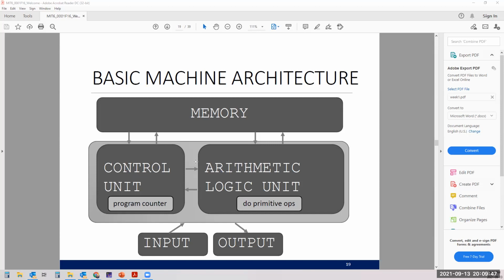The CPU, which consists of the control unit and the arithmetic and logic unit, is connected bidirectionally with the memory, and also connected in one direction with the input unit, and in the other direction to the output unit. Clear? Questions? Okay.